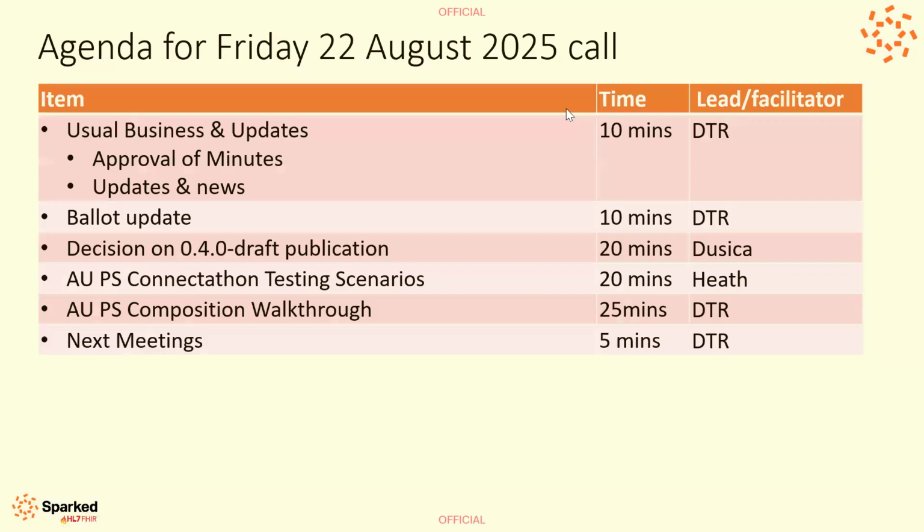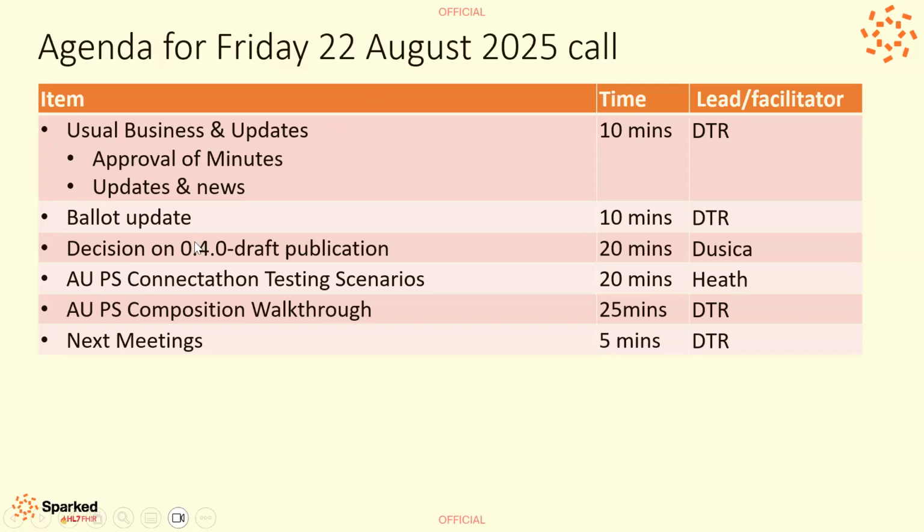So today's agenda, there'll be some usual business and updates with approval of minutes, which is going to be postponed. And then we're going to do a ballot update. We're going to be having a little 10-minute ballot update section while our ballot for comment is still progressing. So that's going to be a standing item now through to probably mid-November, which is probably when we'll finish all of that and publish. That's the hope anyway.